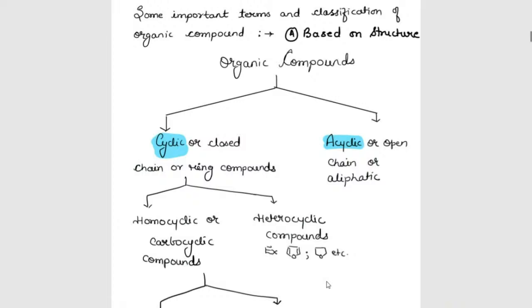So based on structure, organic compounds are first primarily divided into two, that is, whether they are cyclic or they are acyclic. Cyclic, that is, they have a closed loop or a ring. Acyclic, that is, they are open chain. They are also called aliphatic, but I will not stick to aliphatic here itself. Let me proceed. I'll use this term again.